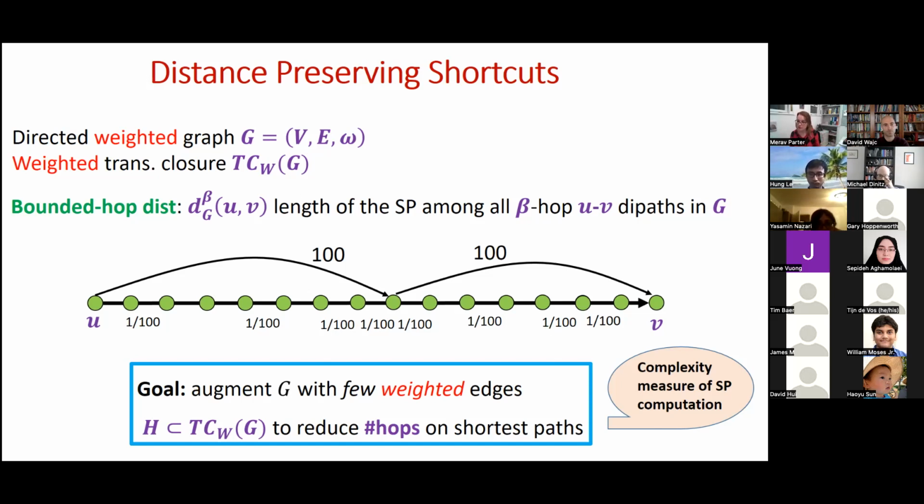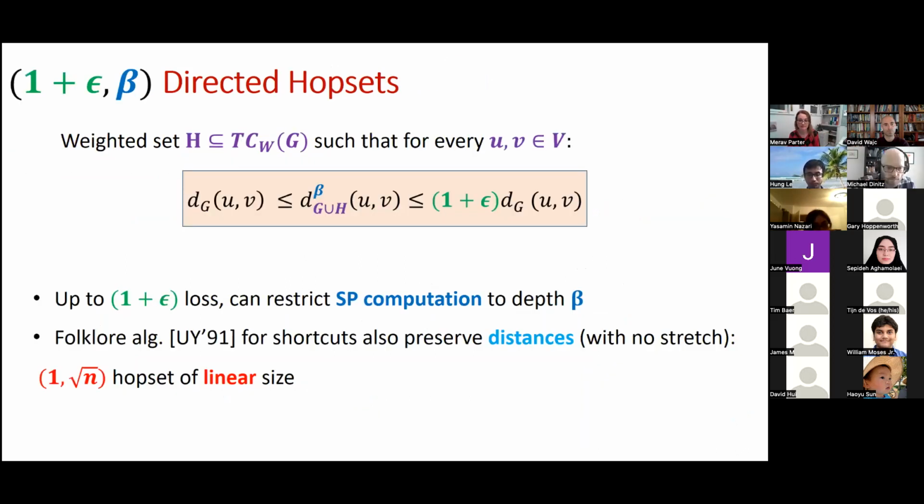Now I want to add few edges from the transitive closure so that when I compute a single source shortest path tree, it will be sufficient to look up to depth beta. Maybe I lose something in the approximation. Maybe I would not report the true distances, but I still wish to restrict attention only to this bounded diameter beta. So this is exactly formalized by this notion of 1 plus epsilon, beta directed hopsets. So we have two parameters: epsilon, that represents the stretch that we are going to suffer in the length of the shortest path, and beta, which is the hop bound.